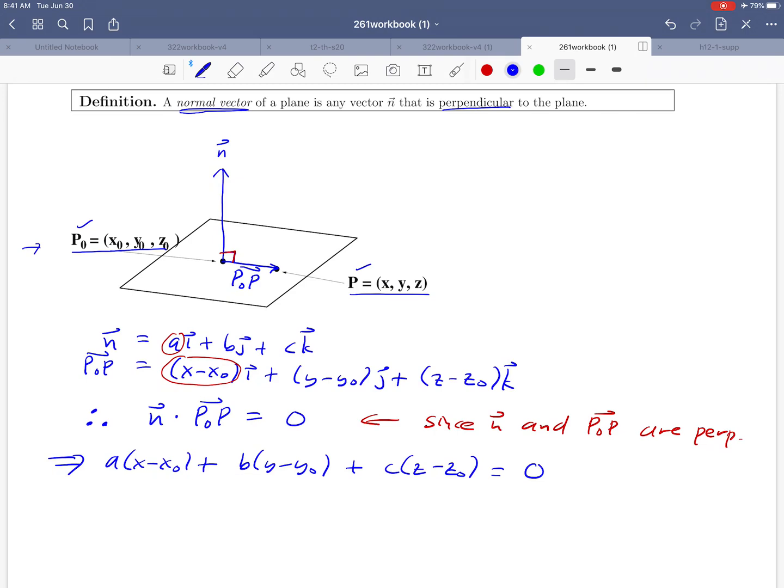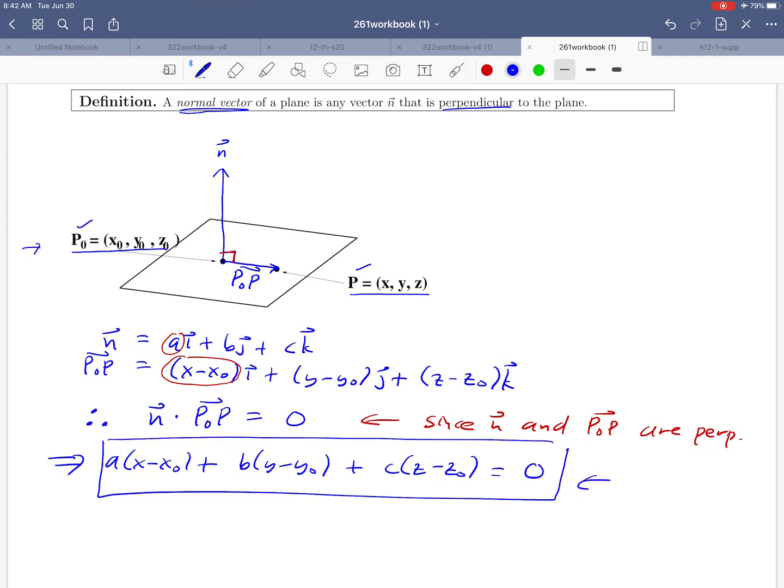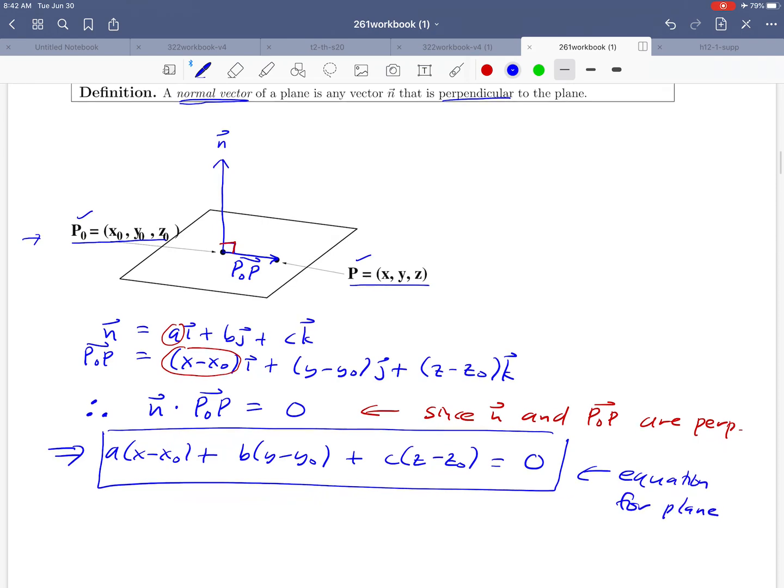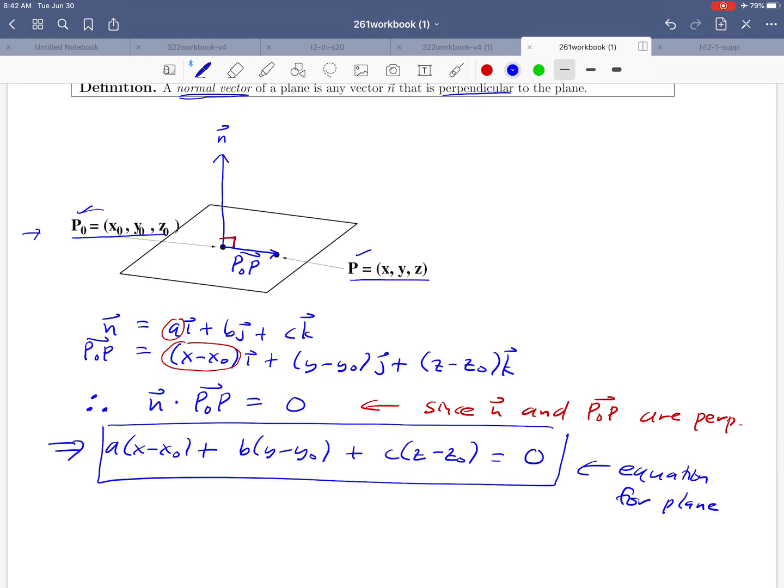Notice that what we came up with is an equation that describes every point on that plane that we drew above. So we have just derived the equation for the plane that has point P naught, x naught, y naught, and z naught, and has a normal vector of n.